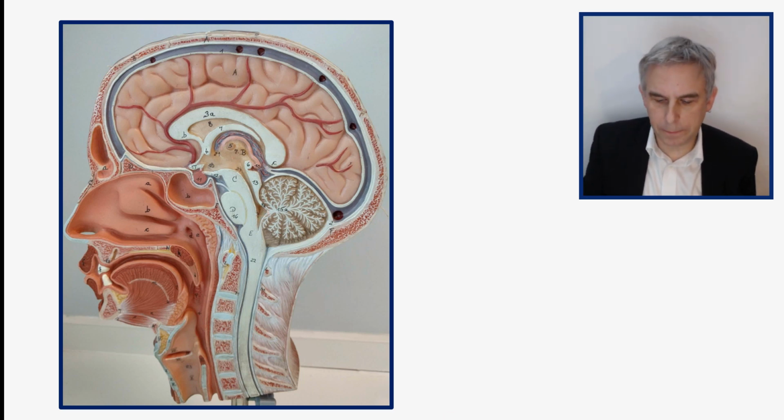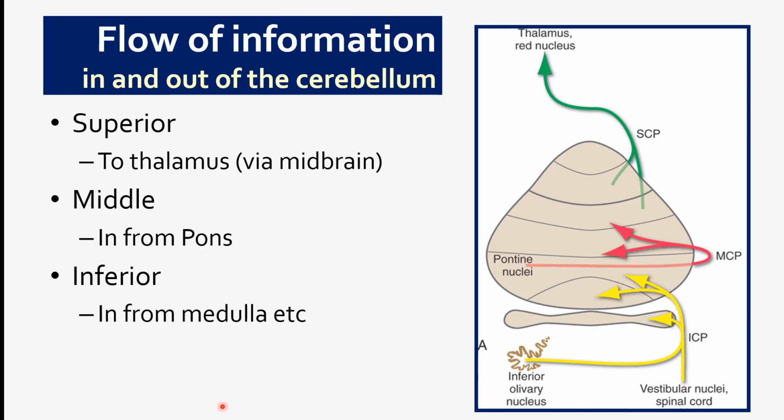In a 3-dimensional model it's slightly easier to see, but it's still quite tricky. Key things that we need to know about the way information flows around these peduncles is that there are 3 of them: inferior, middle, and superior. The superior is normally associated with the flow of information out of the cerebellum, although we'll talk about an exception to that in a couple of slides' time. Then you've got the middle and the inferior, which are associated with bringing information into the cerebellum. The middle cerebellar peduncle brings in information from the pons, the inferior from the inferior olivary nucleus, which is in the medulla, and then other regions as shown here.